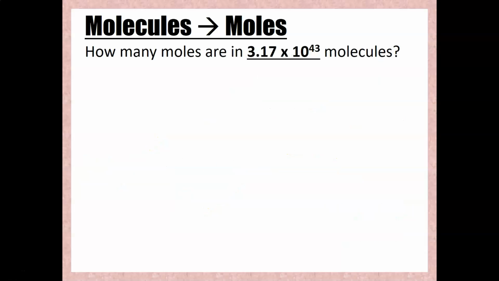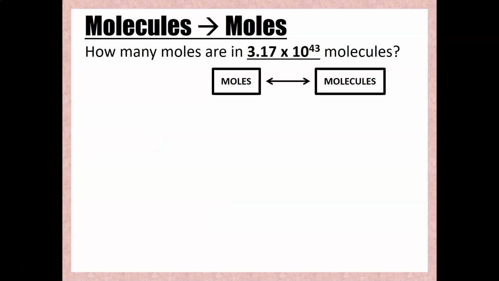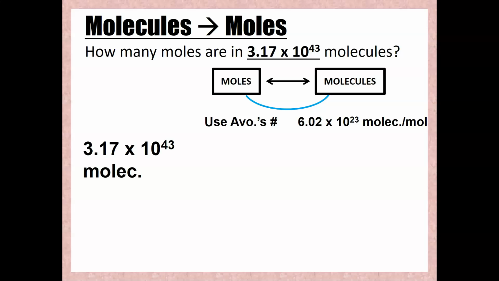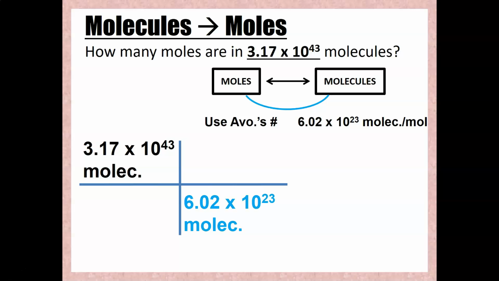Let's go the opposite direction. This time molecules to moles. I'm still going to use Avogadro's number. It's not going to change. I start with my known value. It's okay that it's scientific notation, it doesn't matter. If I want molecules to cancel, I'm going to need to put Avogadro's number on the bottom, and 1 mole will be on the top. Molecules will cancel, I'll be left with moles.